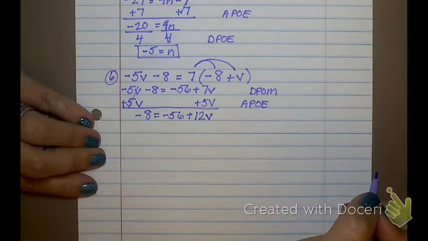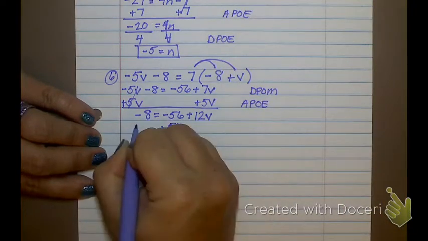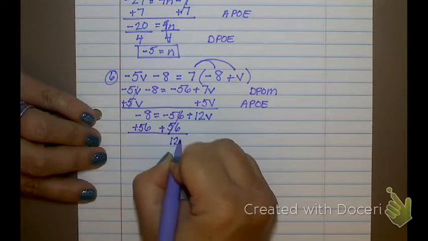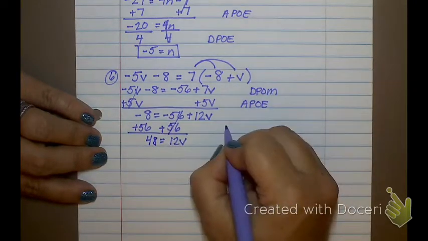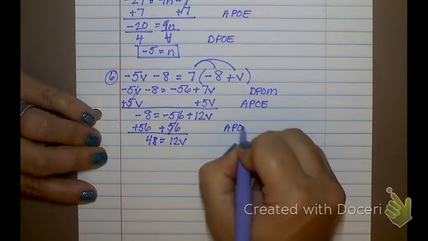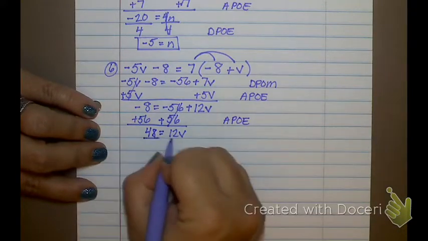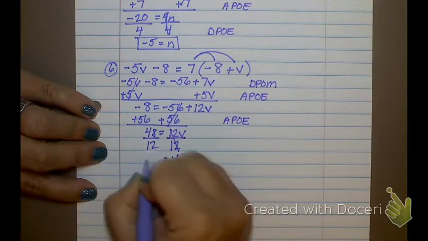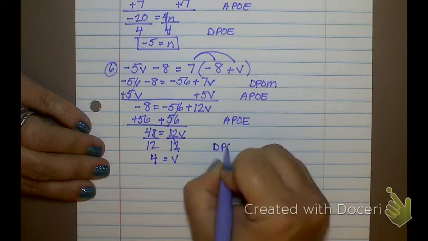Now what do I do? Add the 56 because now I got to get v all by itself. So that leaves me with 12v equals what? 48. And that was using my APOE again, addition property of equality. One more step. Divide by 12. And what does v equal? 4. And that was my division property of equality.